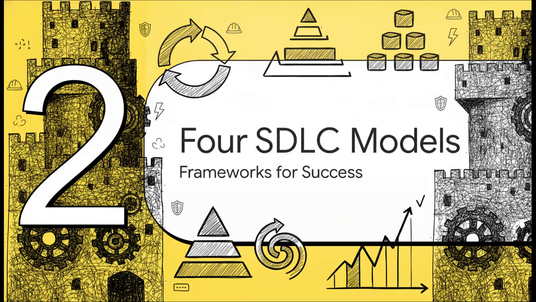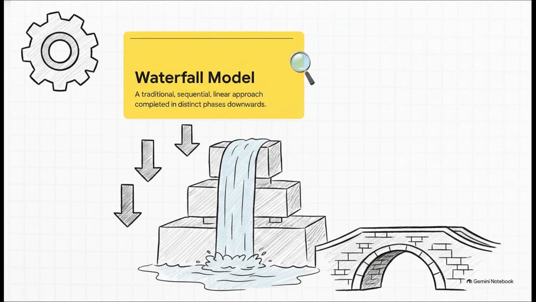Section 2. Meet the 4 SDLC models. First up, we've got the waterfall model. This one's your traditional sequential linear approach. It literally flows downwards phase by phase, just like a waterfall. You have to finish gathering your requirements before you design, and you have to finish designing before you code. It is very rigid, super heavy on documentation.